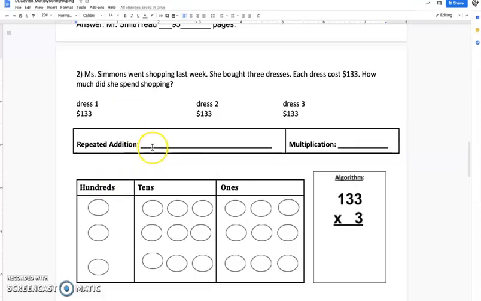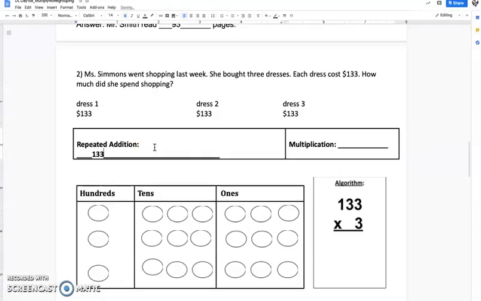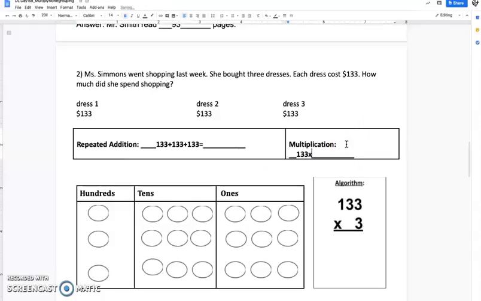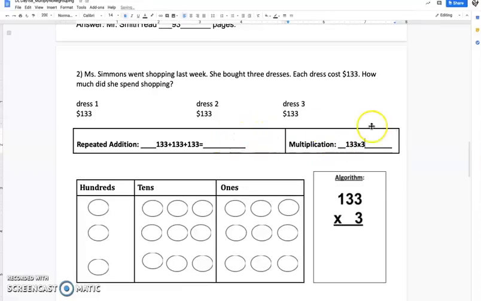So if we were to do this as repeated addition, we'd say 133 plus 133 plus 133 equals. And for our multiplication representation, we would simply write 133 times 3. Now, let's put that it equals. We already have it listed out for us in our place value chart.